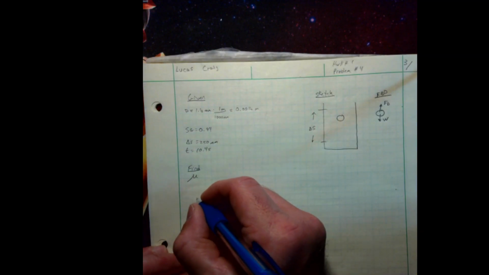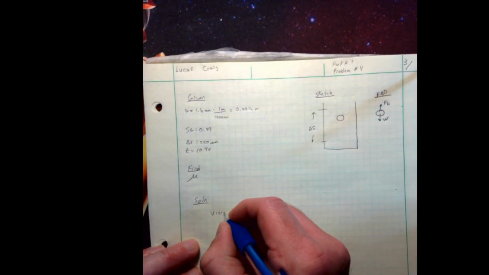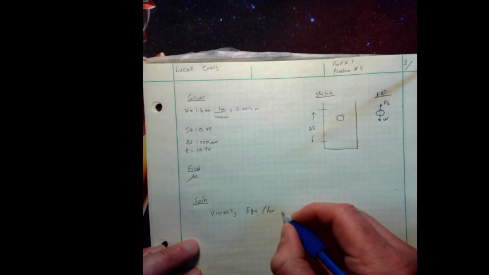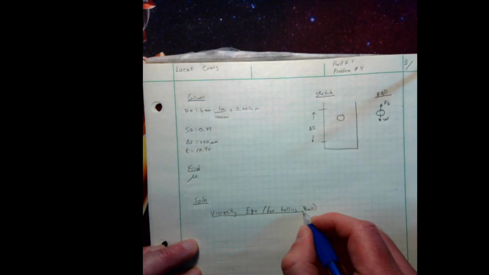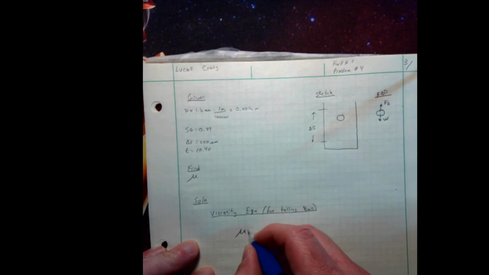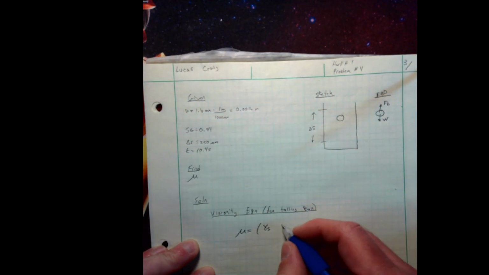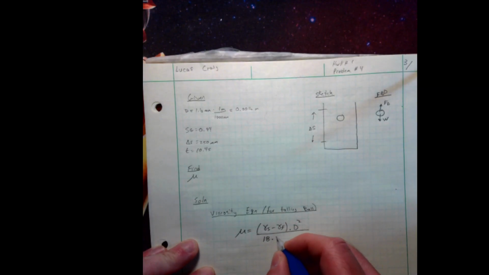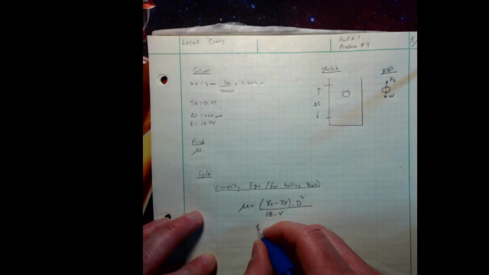Okay, solution. Start right here. Heading: Viscosity equation for falling ball. Heading underline, mu equals gamma S minus gamma F times D squared over 18 times V. In this, we need to find velocity, right?